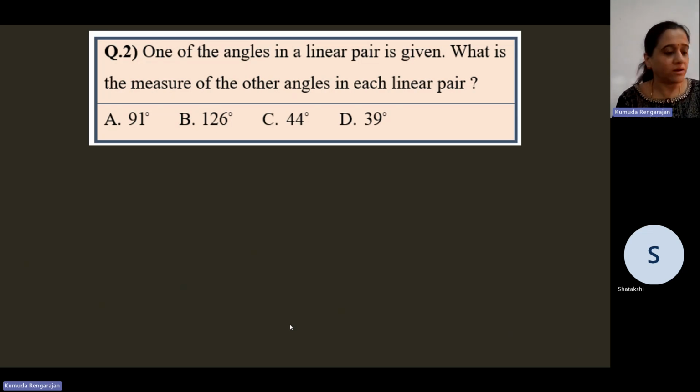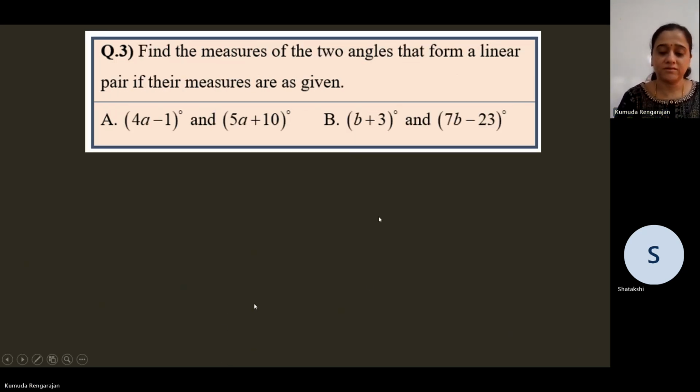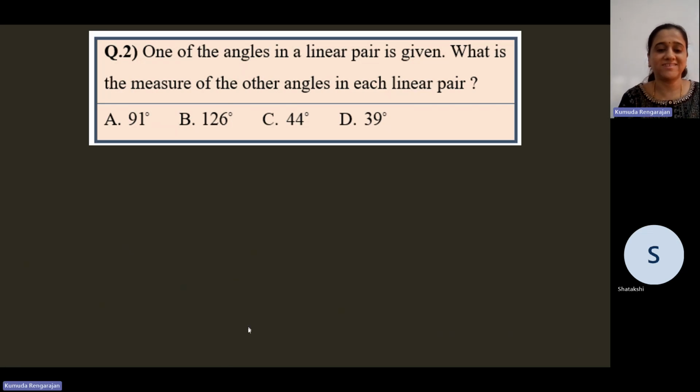So, one of the angles in a linear pair is given. What is the measure of the other angles in each linear pair? Linear pair of angles are supplementary because they lie on a straight line. What do we mean by linear pair? Pair meaning two angles.